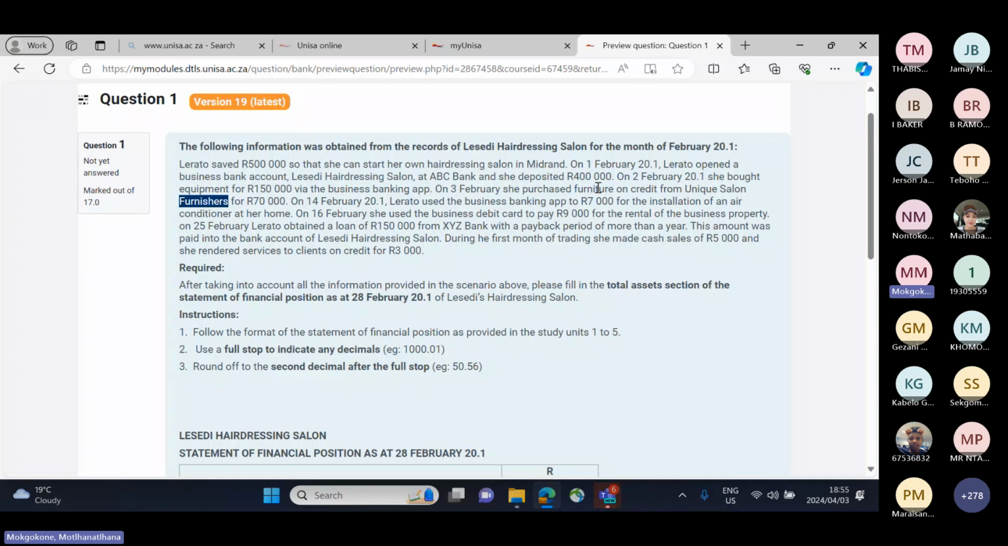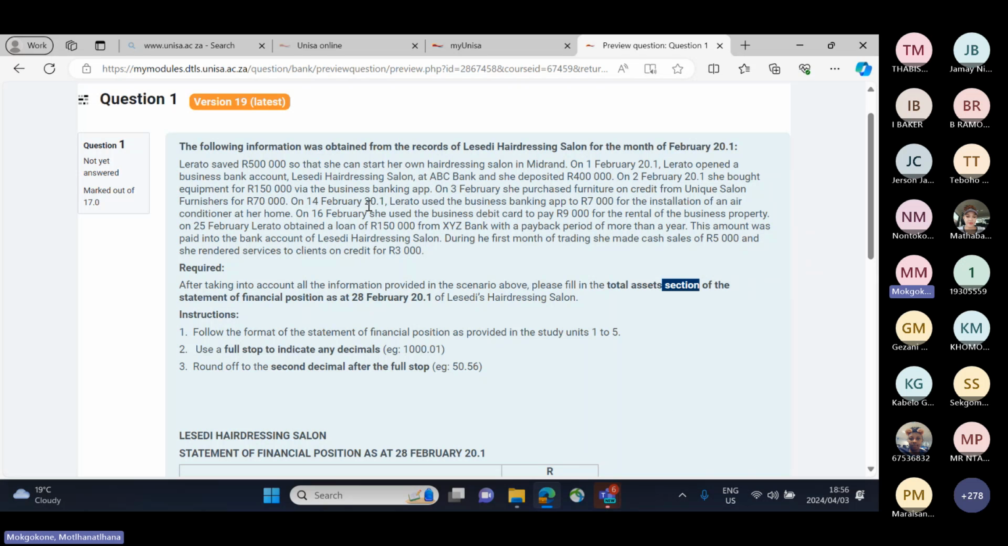Here she purchased on credit, there will be a liability, which is Unique Salon. But here we are looking for the total assets section. Then this liability, Unique Salon, will not form part of our total assets.